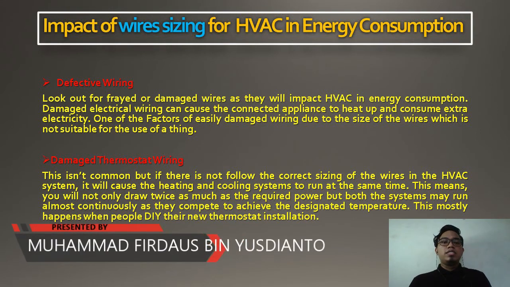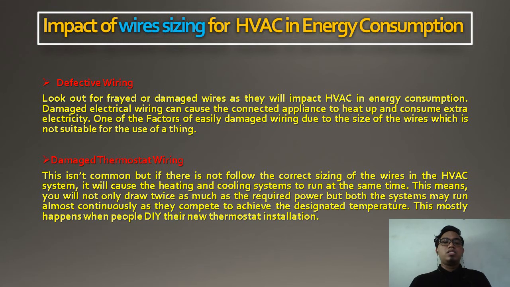The impact of wire sizing for HVAC on energy consumption. Firstly is defective wiring. Look out for fried or damaged wire, as it will impact HVAC energy consumption. Damaged electrical wiring can cause the connected appliance to heat up and consume extra electricity. One of the factors of easily damaged wiring is a wire size that is not suitable for the use.